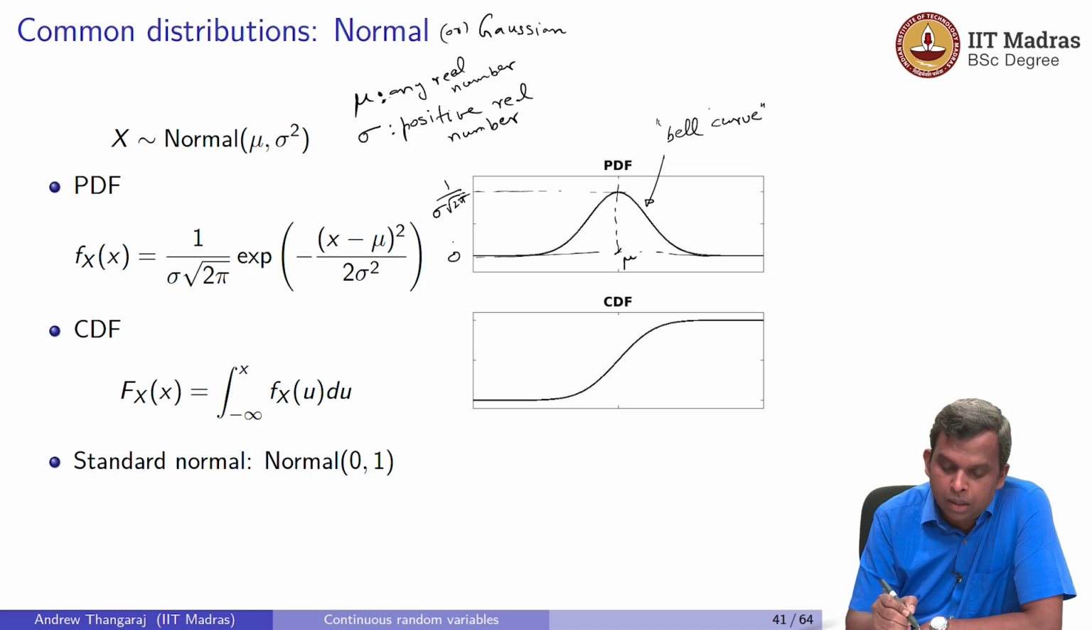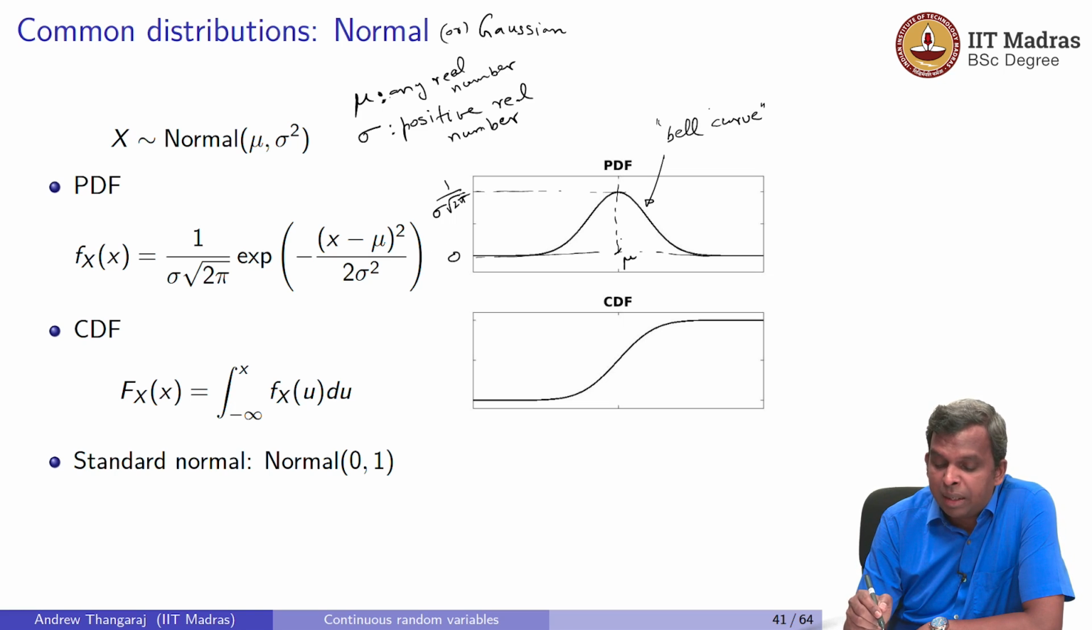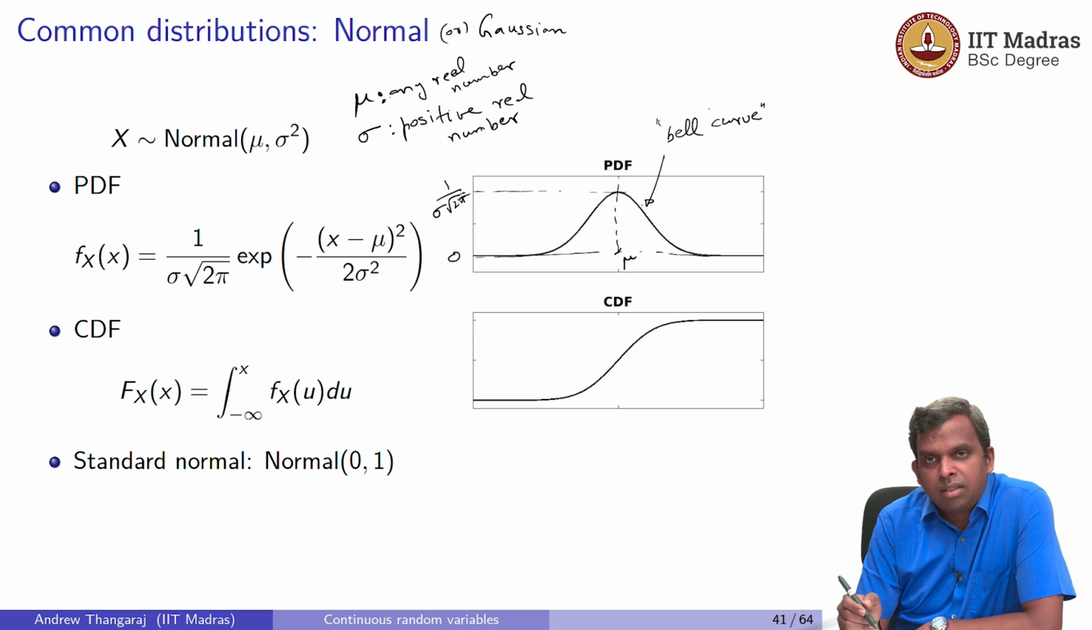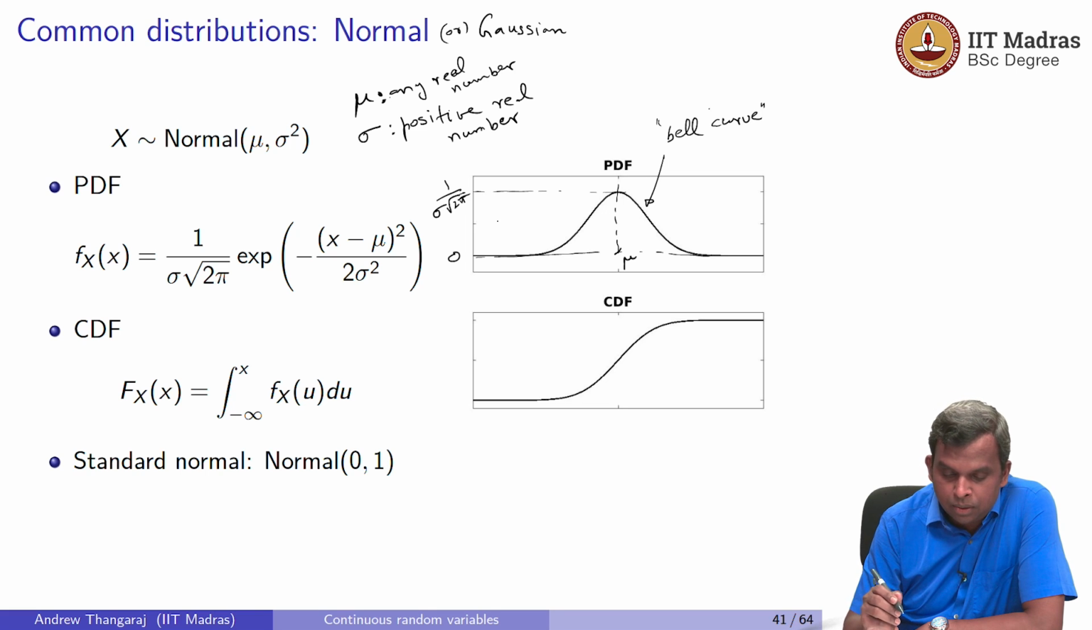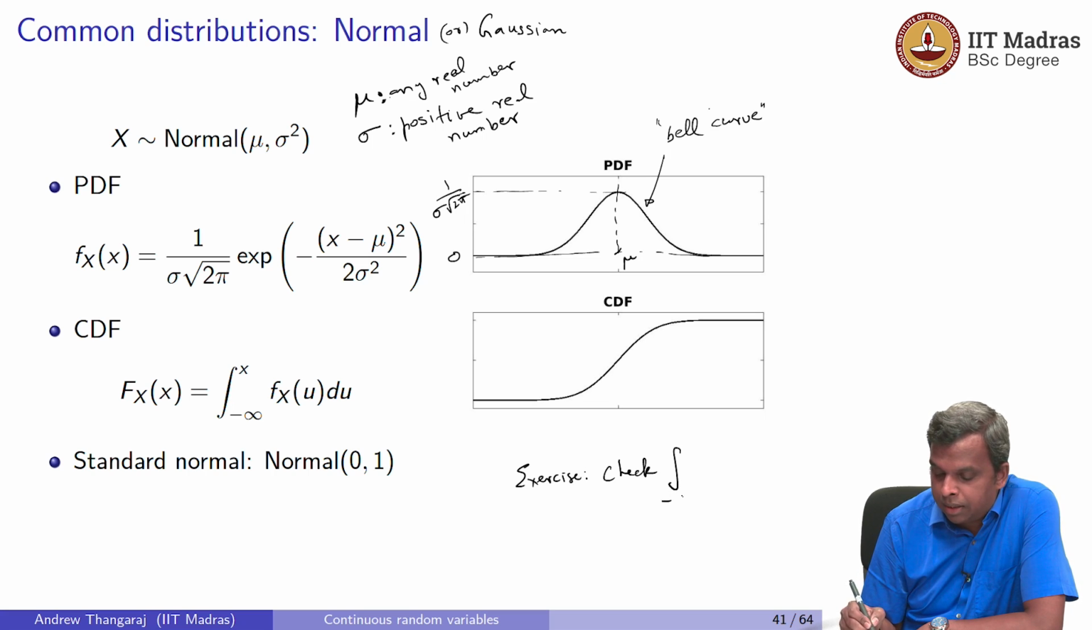So in terms of why this is a valid PDF, it's non-negative, it's okay. Why does it integrate to 1? It's a complicated thing to show. So I will leave you to look it up. It's an exercise to check the integral from minus infinity to infinity of f_X(x) dx equals 1.